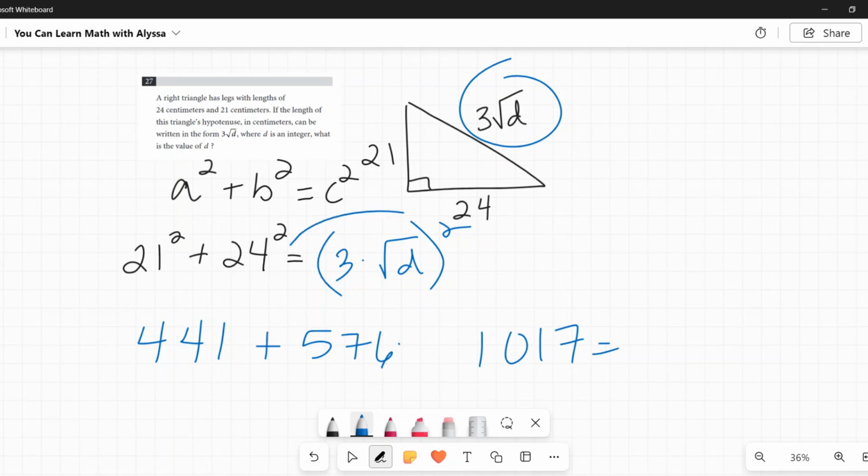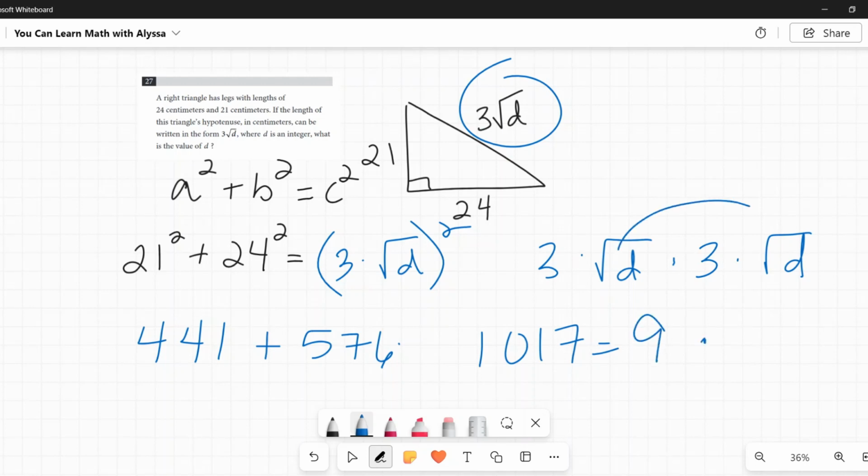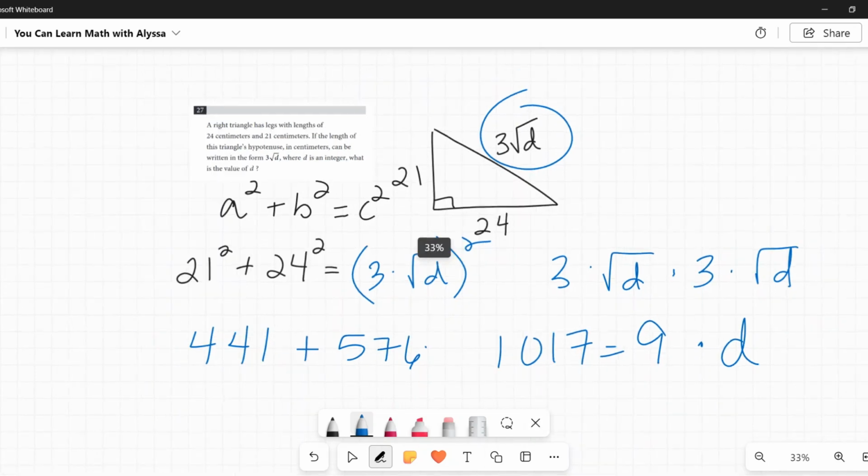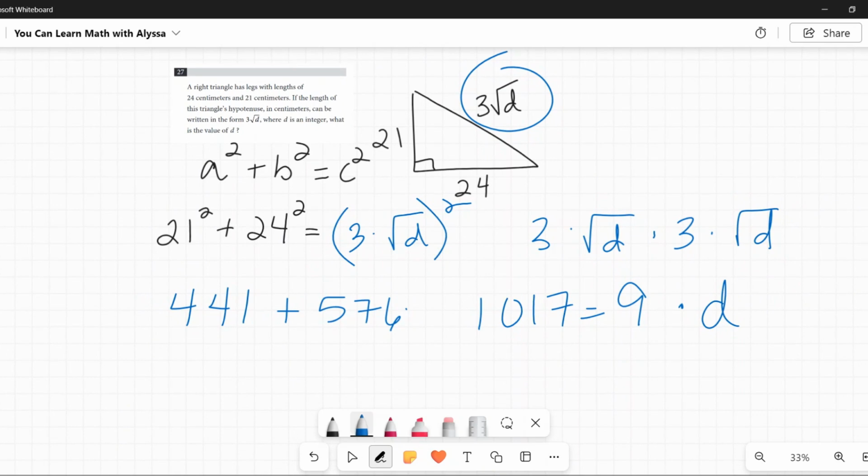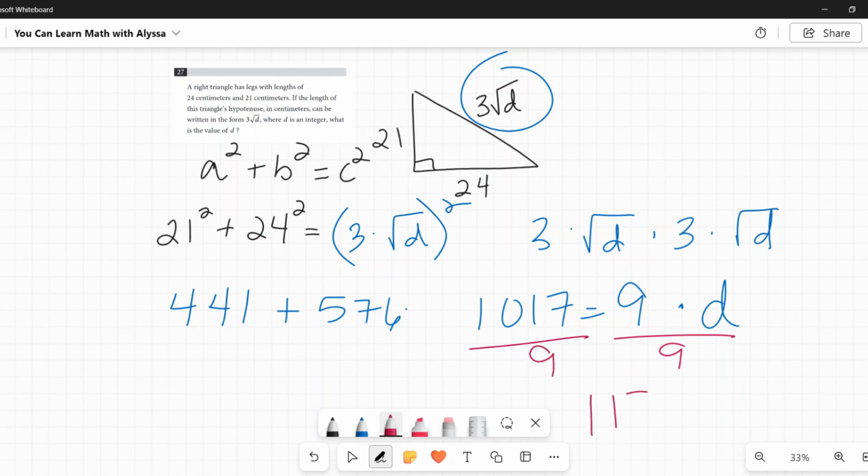And on that right-hand side, we had 3 square root of d squared, which would mean 3 times the square root of d times 3 times the square root of d. 3 times 3 would be 9. And square root of d times square root of d would just be d. So 1017 equals 9 times d. Since we're multiplying by 9, if I want to get rid of that, I need to divide by 9. So 1017 divided by 9 is, you guessed it, 113. 113 is d. Personally, I think this method is a little easier since you don't have to simplify the square root.